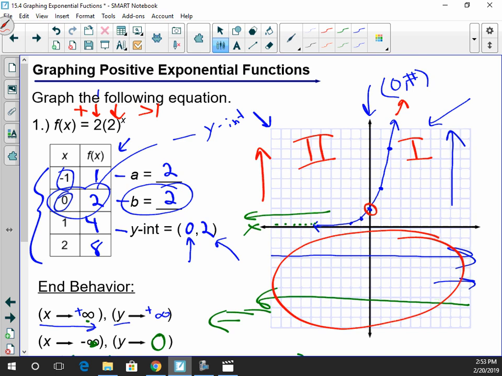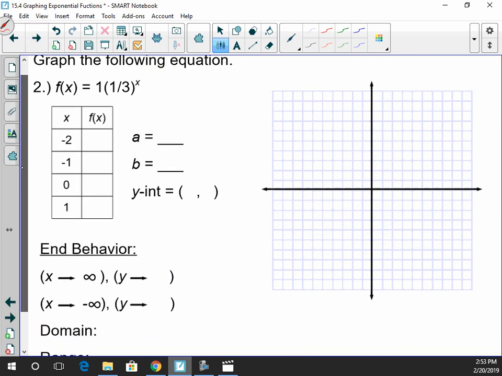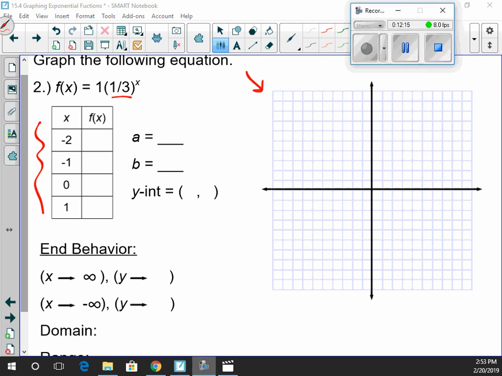Okay. Next question. We're going to do the same exact process, except we have some different values. Notice my B value is now between 0 and 1. We talked about what happens then. So go ahead and fill out your table. Go ahead and fill out your graph. And after you're done with that, the video can be played again, and we'll talk about the answers to end behavior and domain and range for this particular one.